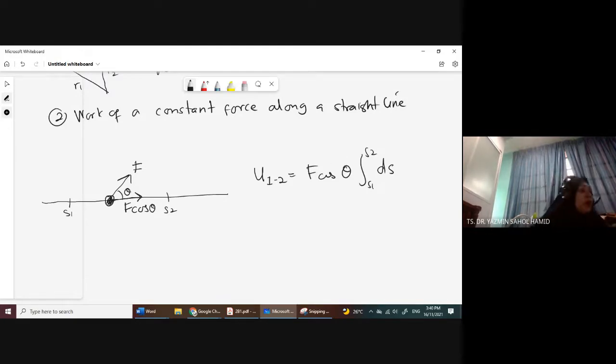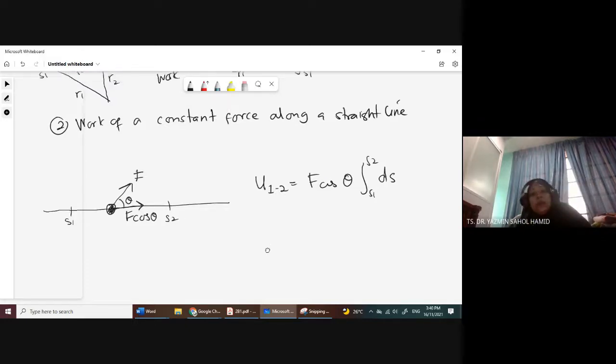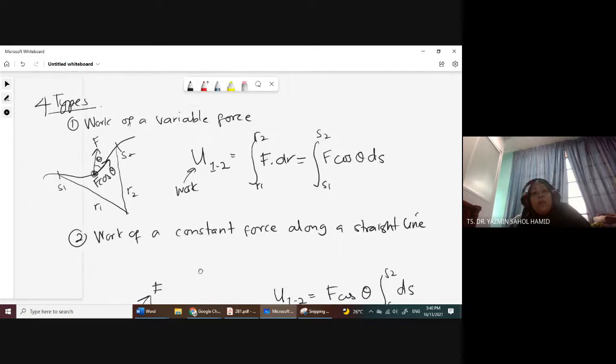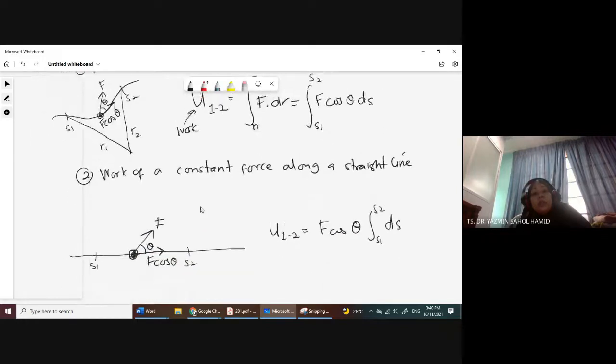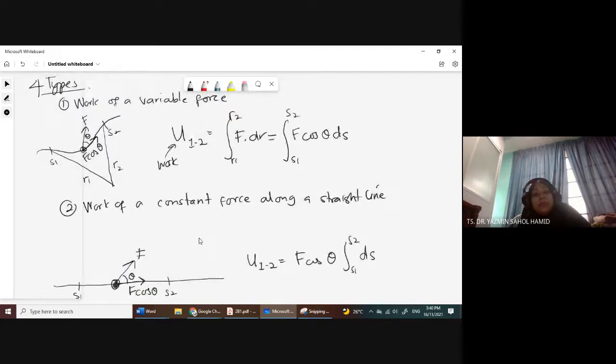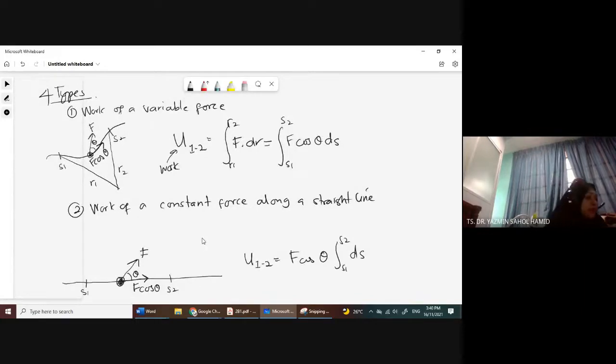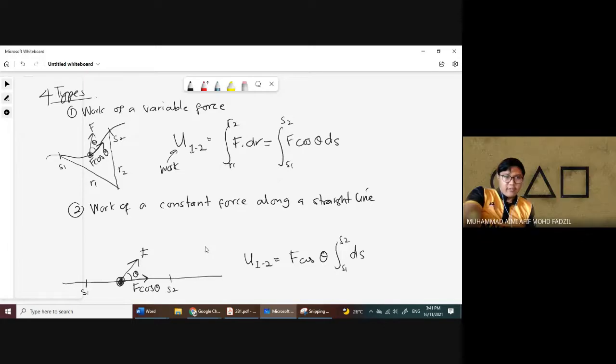Now, can anyone tell me what is the difference between the work of a variable force and the work of a constant force? What is the difference? You can try, and if you get it wrong, it's okay. With a variable force, we integrate the F cos theta, but not in the constant force along a straight line.